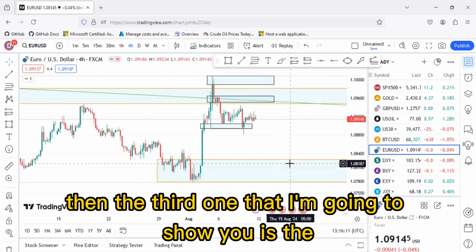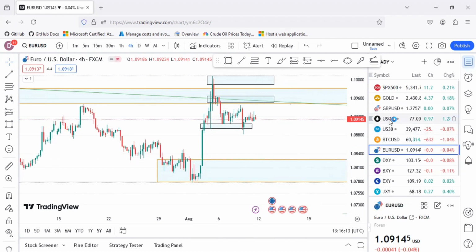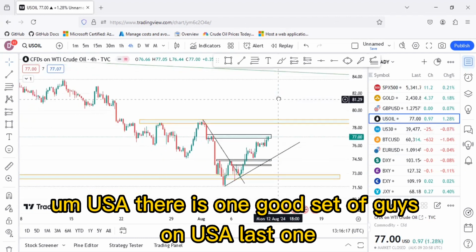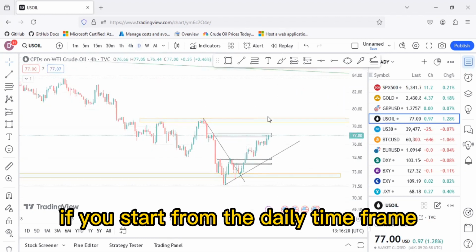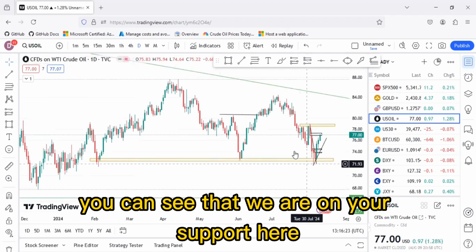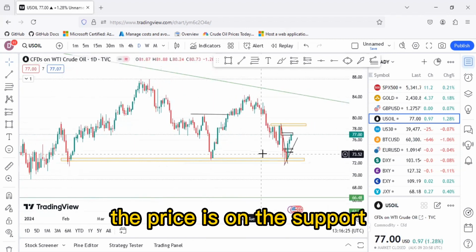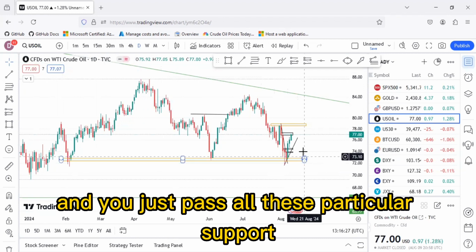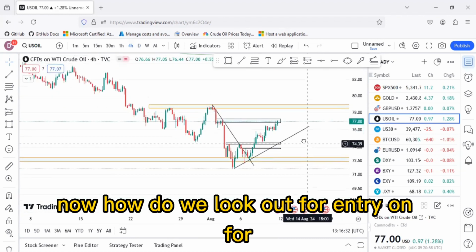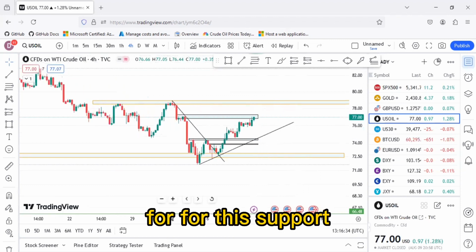Then the third one that I'm going to show you is USOIL. There is one good setup that I saw on USOIL as well. If you start from the daily time frame, what do you see here? You can see that we are on a support here. The price is on the support, and it just bounced off this particular support. Now, how do we look out for entry from this support?